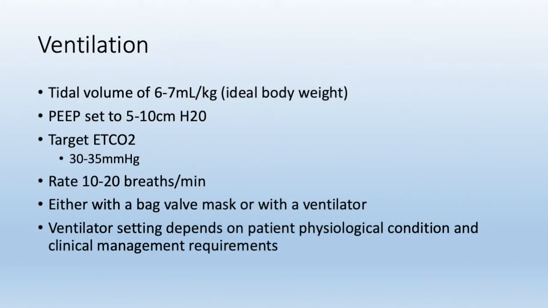So a ventilation strategy, you can either do this with a bag valve mask or with a ventilator, but what we're going to try for is a tidal volume of 6 to 7 mils per kilo of ideal body weight. Have PEEP set to 5 to 10 centimeters of H2O. We're going to try and get end tidals around 30 to 35. Breath rate varies a bit here from 10 to 20 breaths per minute, so start somewhere about 12 and then work your way with your parameters, if you need more ventilations increase it or decrease it as required.